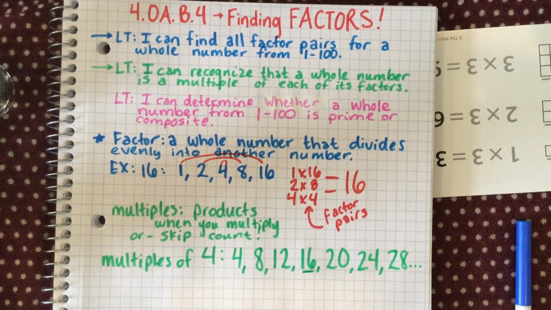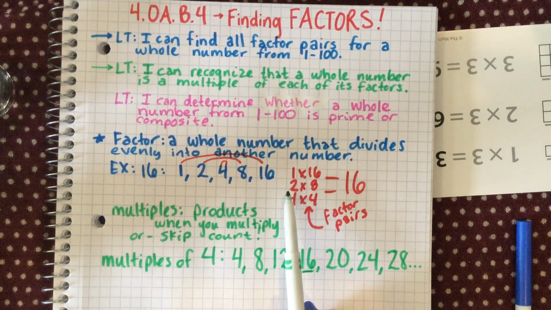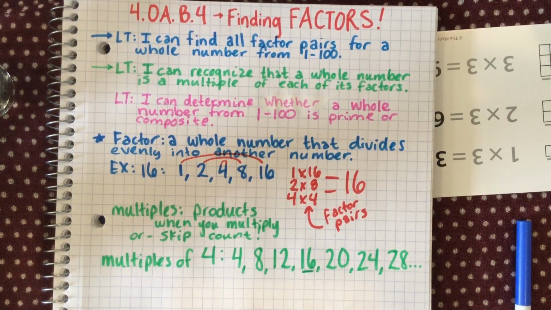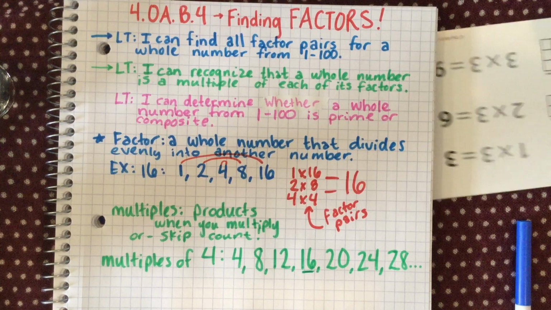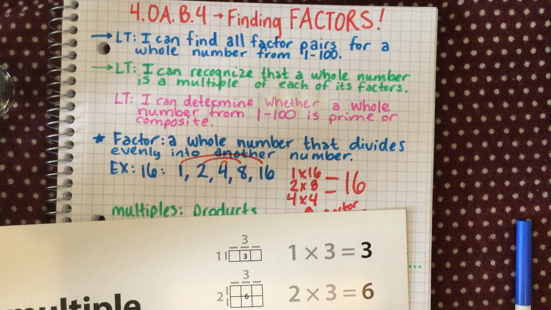Is 8 a multiple of 16? Count by 8s. 8, 16, boom. What about 1? Count by 1s. 1, 2, 3, 4, 5, 6, 7, 8, 9, 10, 11, 12, 13, 14, 15, 16, boom. You nailed it. So multiples are just that. They are the numbers, the products when you multiply.